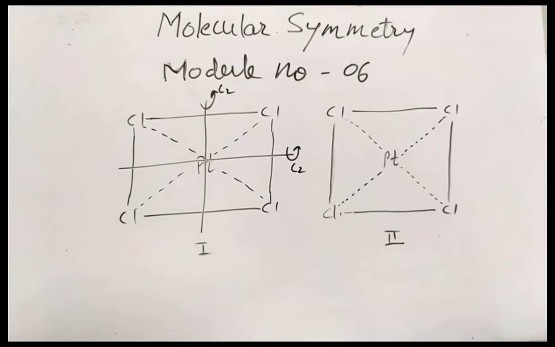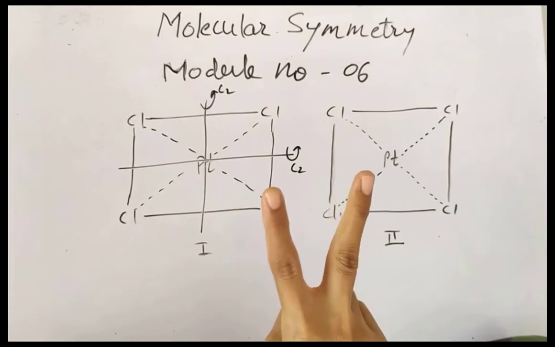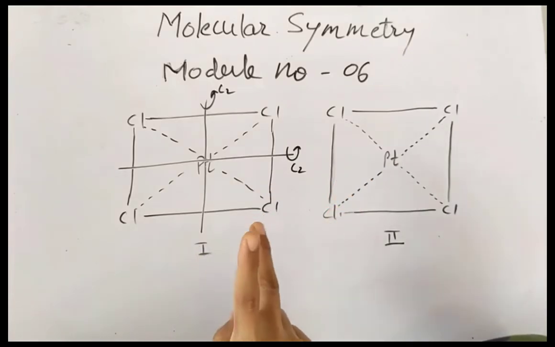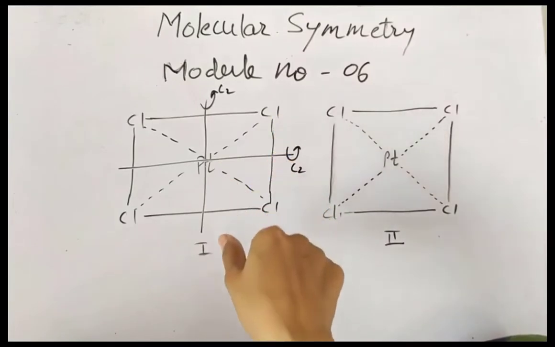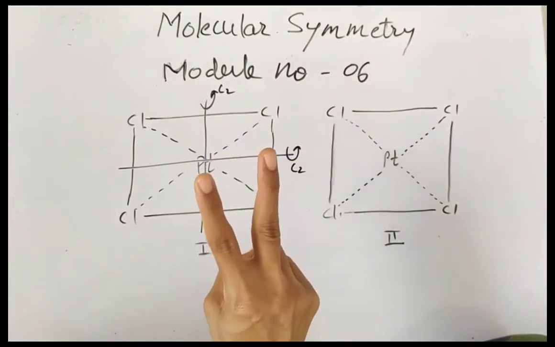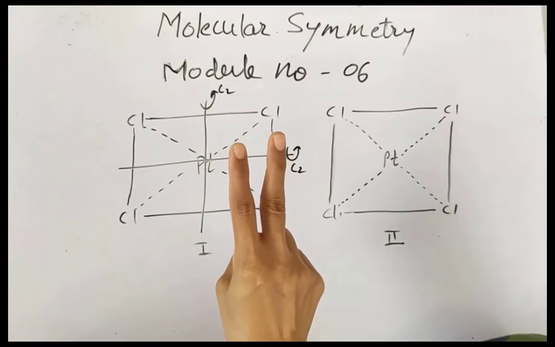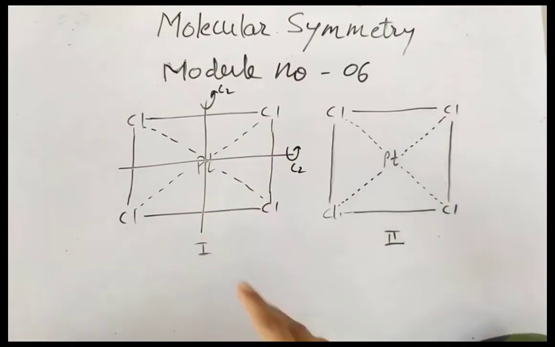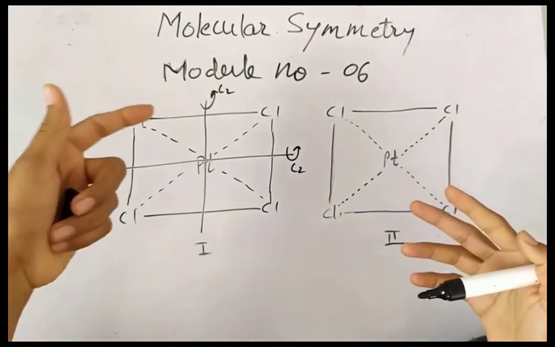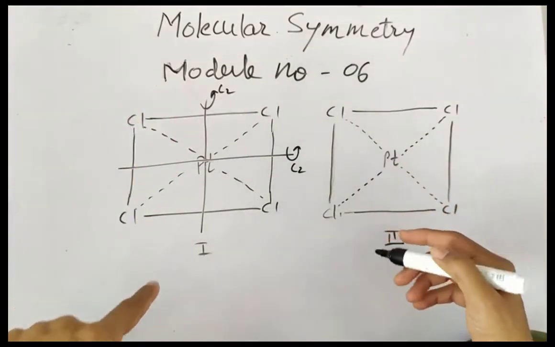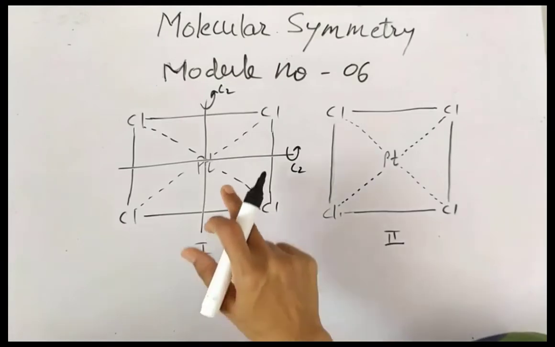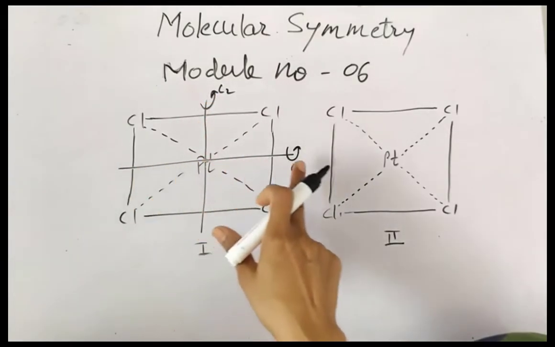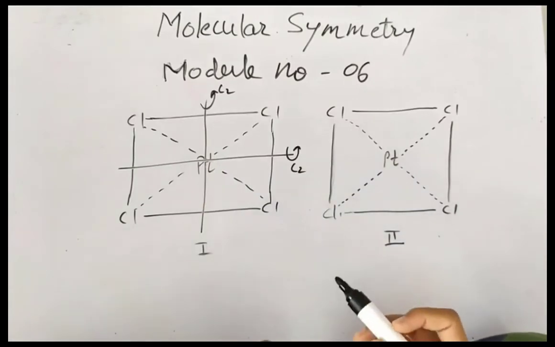As PtCl4 is absolutely symmetrical, what definition did I tell you for sigma D? It is a plane that bisects two perpendicular C2 axes. Means, first of all, we should have two C2 axes in the molecule which are perpendicular to each other. And we have seen the C2 axis in PtCl4 already. So, in this first diagram, I have drawn two such C2 axes which are perpendicular to each other.